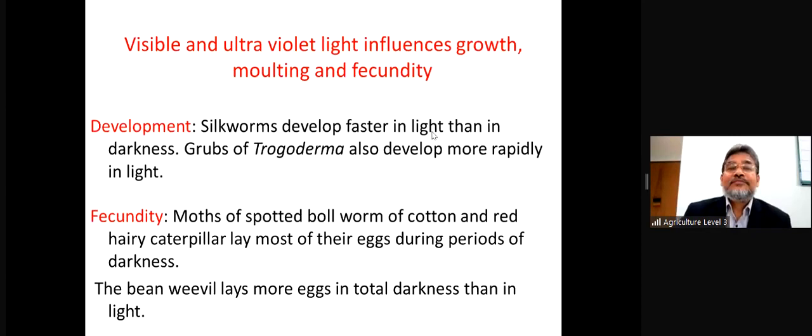So visible and ultraviolet light influences growth, molting, and fecundity. Growth, that is the development. Molting. Molting, what is molting? Do you know? Molting.